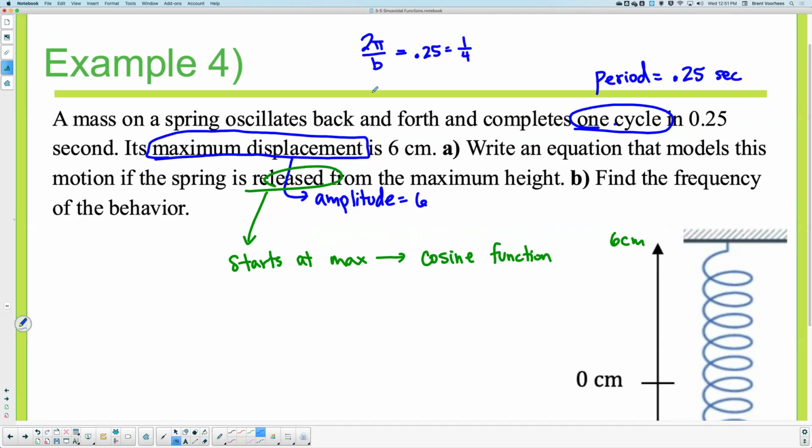Okay, how can you solve for b? Because that's what we're going to need for our equation. Multiply by b. Technically, if I wrote it this way, I would need to multiply the middle by b. Okay, this cancels. And so 2 pi is equal to 0.25b, which is the same thing as 1/4 b. How do you get b isolated now? I would look at this one. How do you get b isolated?